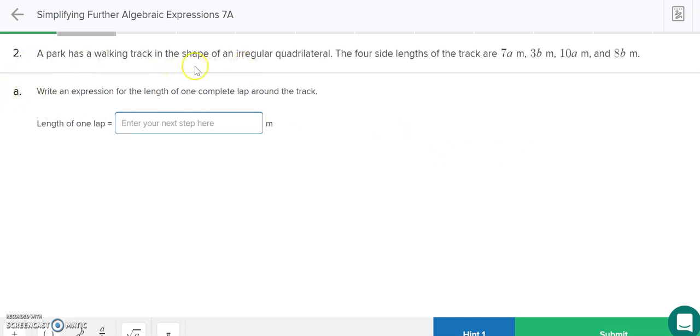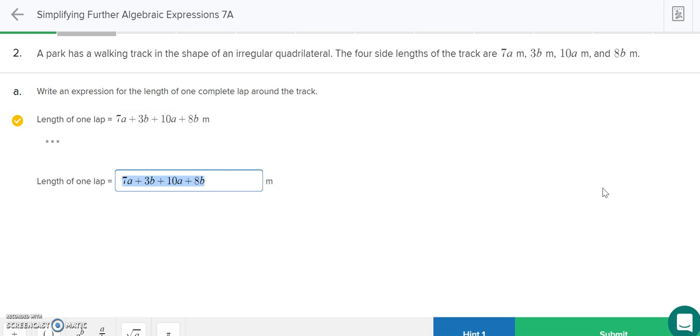A park has a walking track in the shape of an irregular quadrilateral. The 4 side lengths of this track are given here. It says write an expression for the length of one complete lap around the track. So this is a perimeter question. So we're simply going to type in 7a plus 3b plus 10a plus 8b. Okay, and then we're going to collect our like terms.